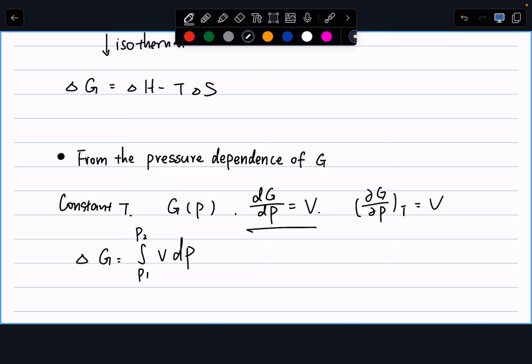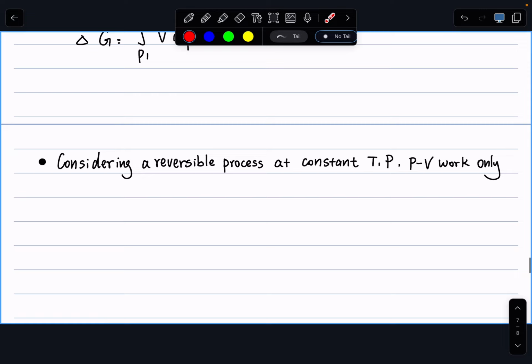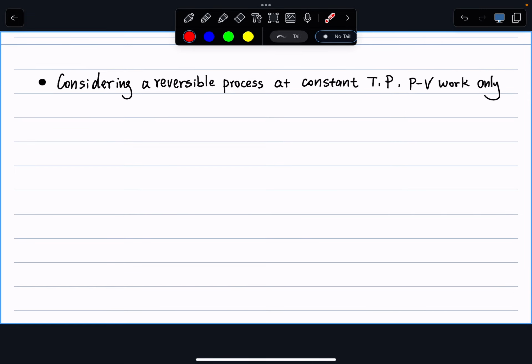All right. And then, now we have two different expressions of delta G for the isothermal processes. And then we want to take this one step further of thinking about a reversible process at constant temperature and pressure, PV work only. So this is a very common condition for chemical reactions. Now you can have a test tube, you keep it in a water bath at constant temperature. The pressure is just atmosphere pressure, and you have reactions taking place in your test tube.